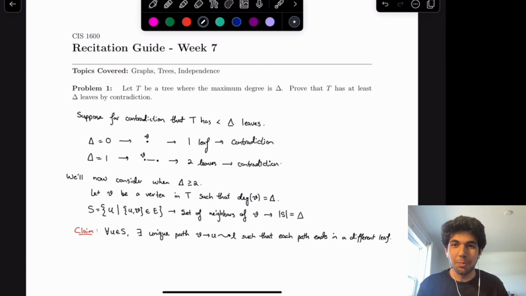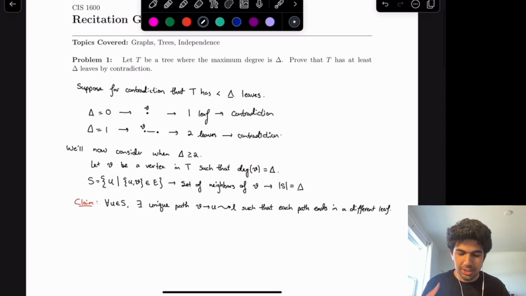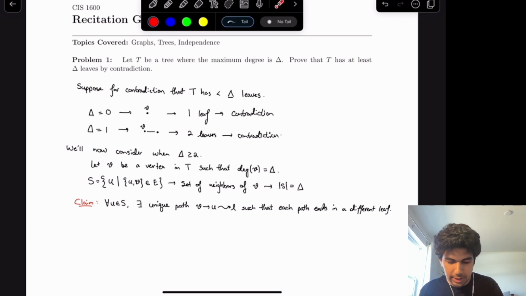Okay, so sorry for the abrupt change in scenery, but I was kicked out of that room and then I had to travel a bit, so we still continue with the recitation. We're actually almost done with this question. Let me just take you through what we've done thus far. So we had our contradiction statement. We showed that it was false for delta equals 0, delta equals 1, or not false, but rather a contradiction erupted. Now we consider the case where delta is greater than or equal to 2. We've named such a vertex in our graph T. We called it V, such that the degree of V is delta. We defined S to be the set of neighbors of V, and the cardinality of S is equal to delta.